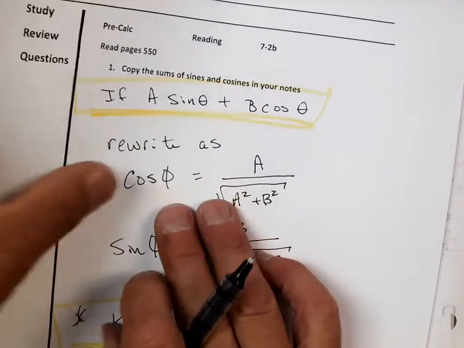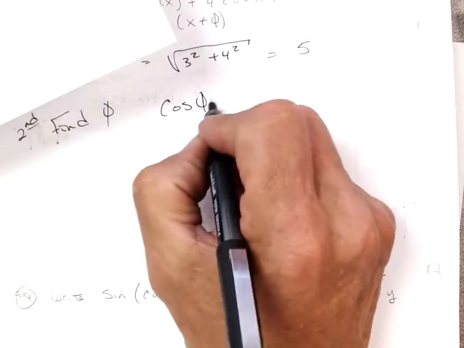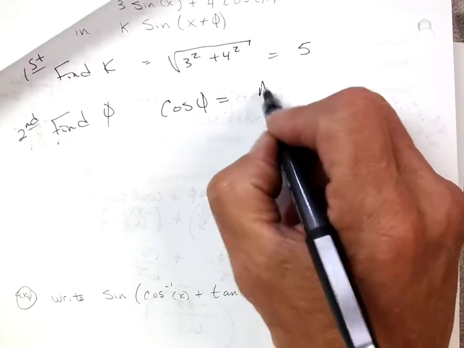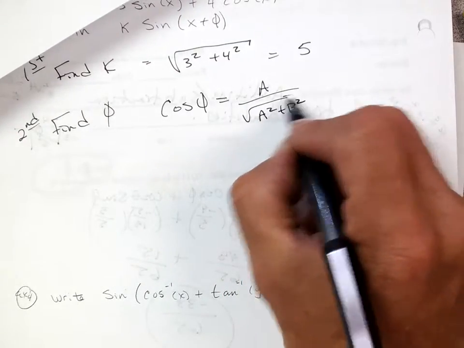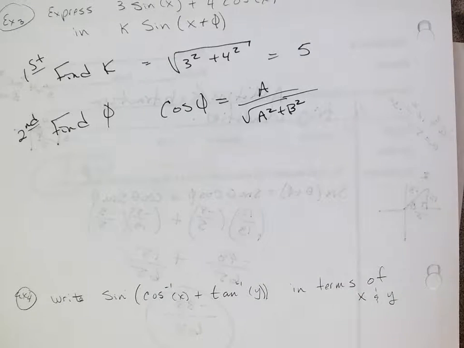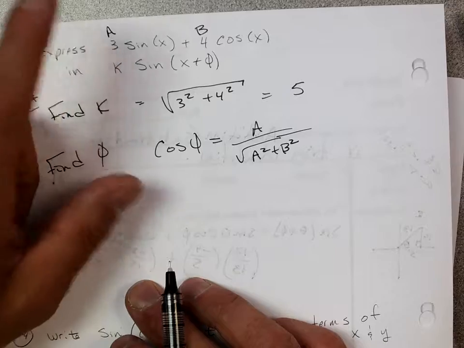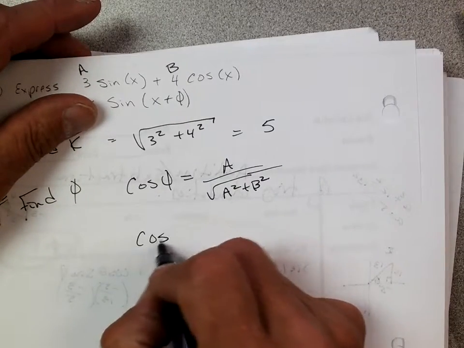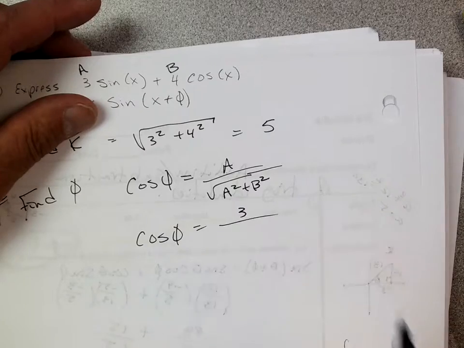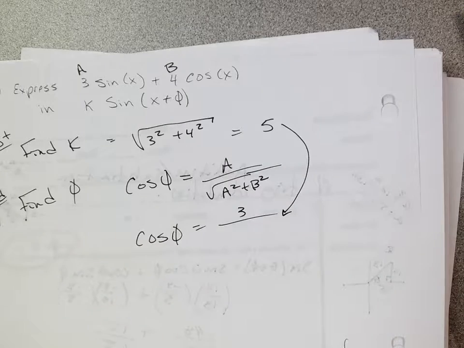All right. So I'm going to write down a little cosine formula. To find phi, cosine of phi is equal to a over the square root of a squared plus b squared, right? Let's see what we got. A is 3, so cosine of phi is equal to 3 over, and we already did the a squared plus b squared. We just did that. That's 5, right?